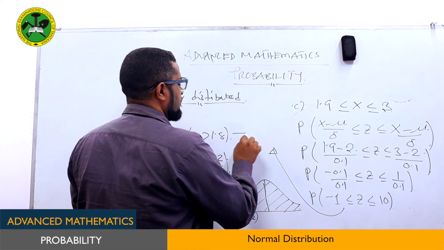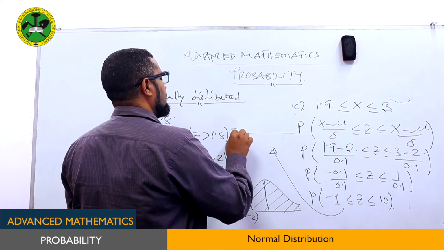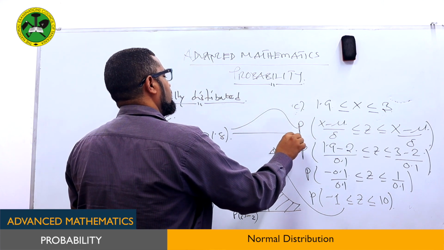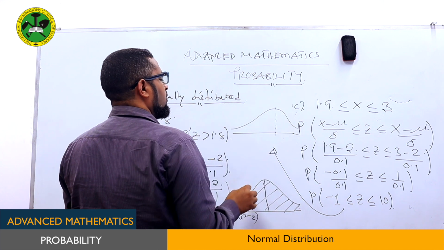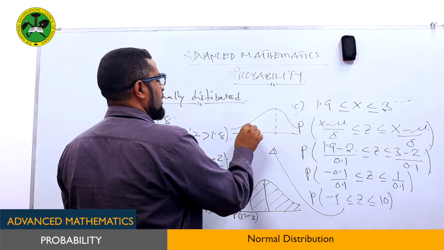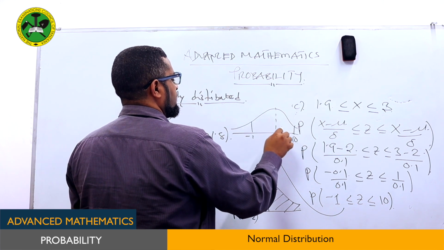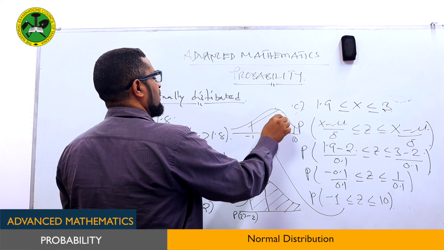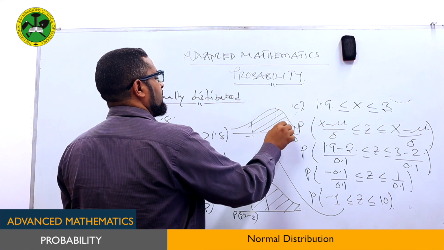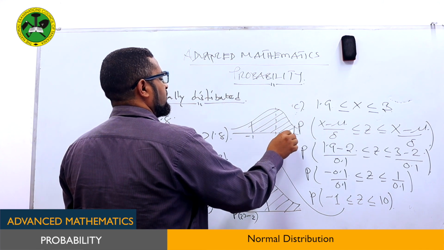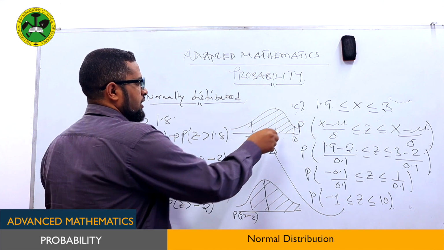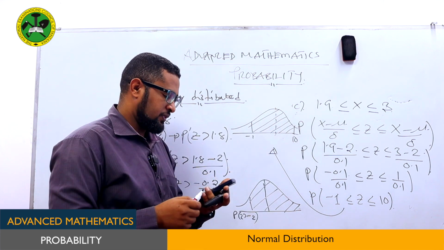So that one will be as follows. This is our curve, and this is the normal or the mean. So we have negative 1 and we have 10. So that inequality under the normal distribution curve will look like that.